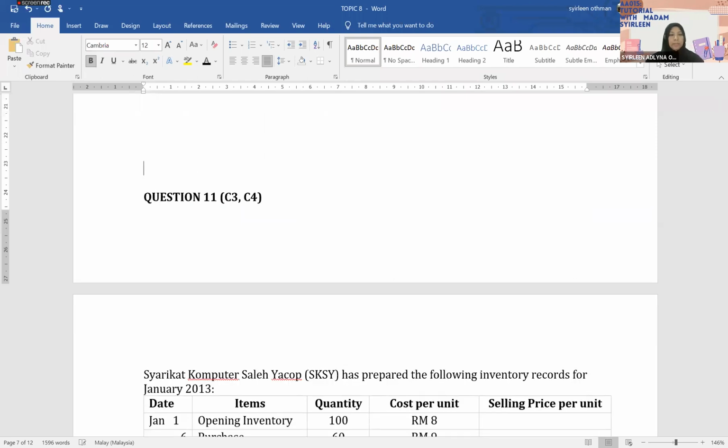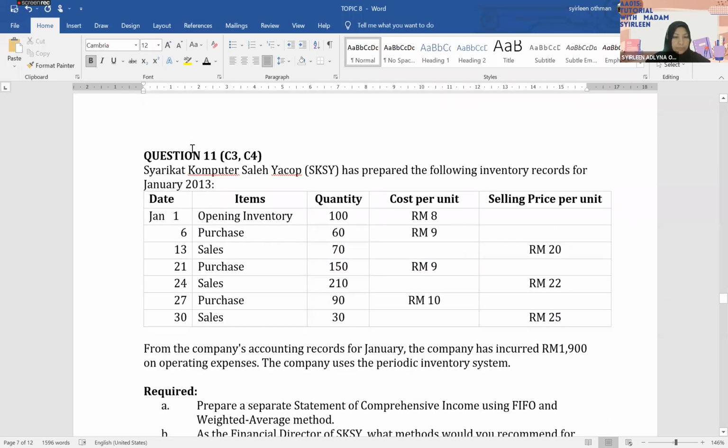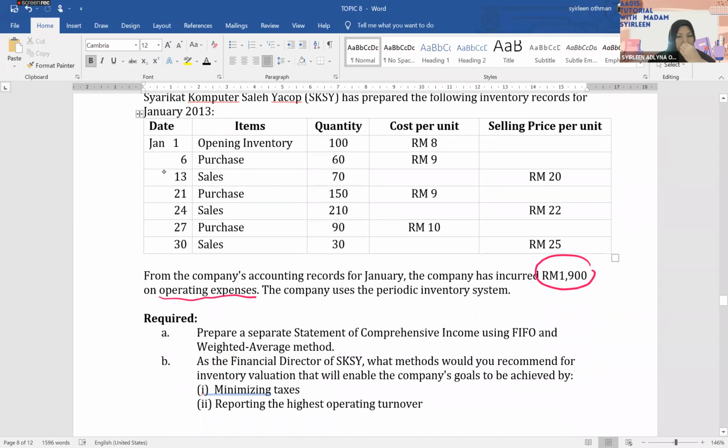Okay, question 11. The following inventory record. From the company accounting records for January, the company has incurred 1,900, and this is your operating expenses. Ada orang tanya apa kaitan dia? Sebab you kena buat income statement, comprehensive income statement, right? You need to prepare this. So bila awak kena prepare ni, awak kena kira lah sampai net profit kan? So you need to have the operating expenses. Okay, kita guna periodic. So that means no table. Clear, easy. Alright. Okay, so now I nak kira ending inventory.